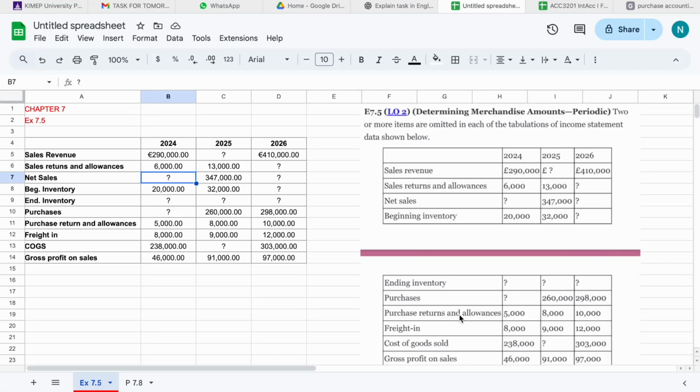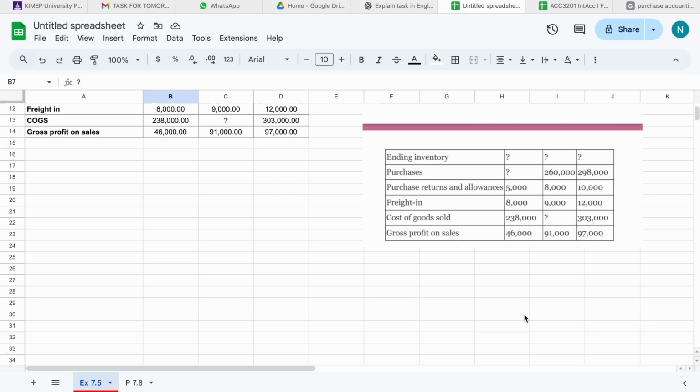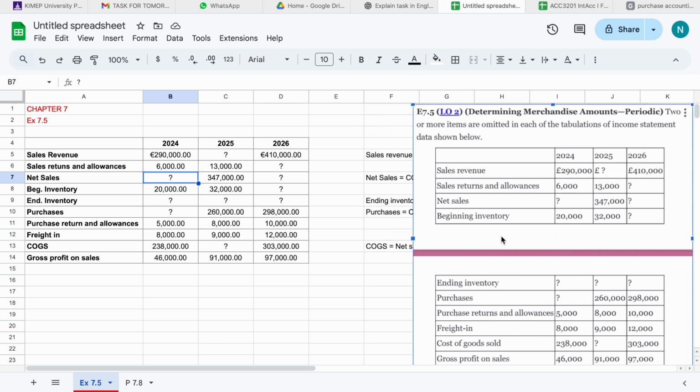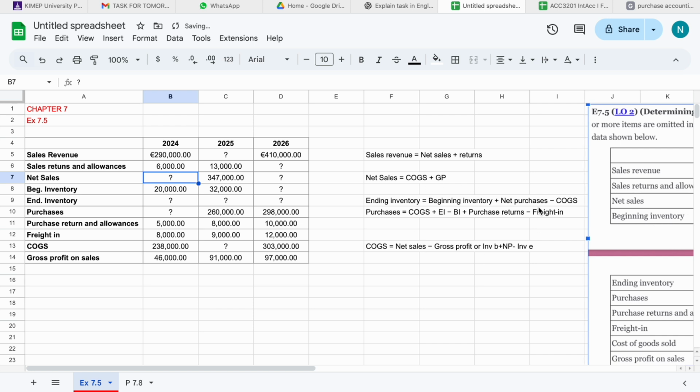Hello guys, today we are going to solve exercise 7.5, determining missing amounts. Values are given and we have to fill the gaps. These are the formulas that we are going to use.